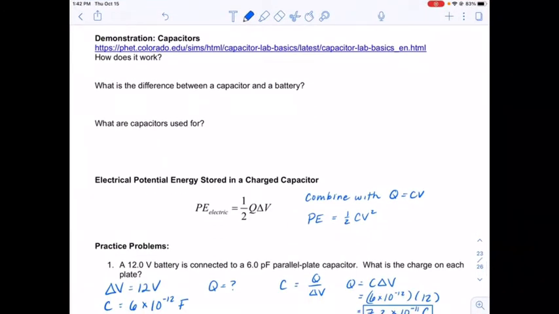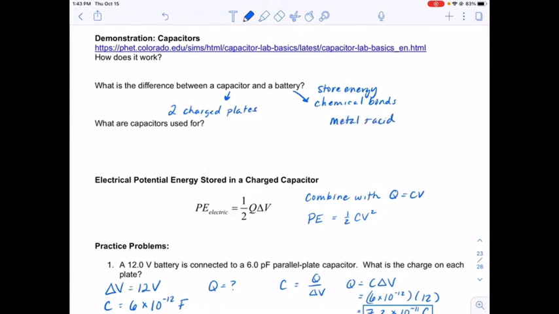Okay, so we've looked at the demonstration. What's the difference between a capacitor and a battery? A capacitor, again, is these two charged plates, and we've looked at the definition of that. A battery is a way to store energy in chemical bonds. So a battery usually consists of a metal and acid, and the slow reaction between the metal and the acid creates the flow of electric charge.